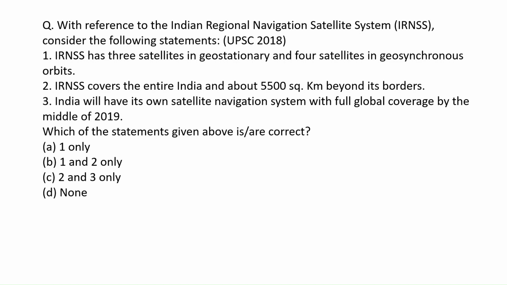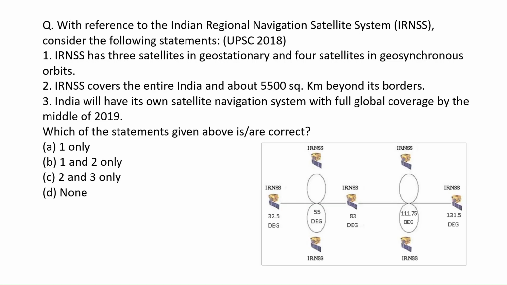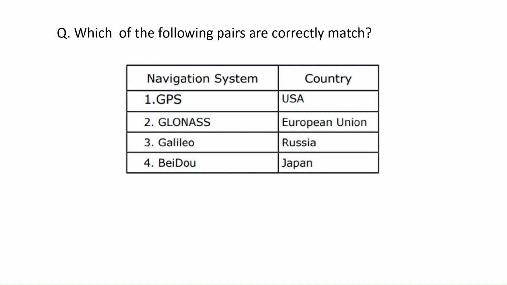As you can see from the diagram here, option 1 is correct, that is, 3 satellites in geostationary and 4 in geosynchronous orbit, right? But the range was not 5,500, rather it is 1,500 square kilometers from the mainland India. And option 3 is also incorrect. It is still not completely operable right now. So A will be the right answer, that is, only 1 is correct.